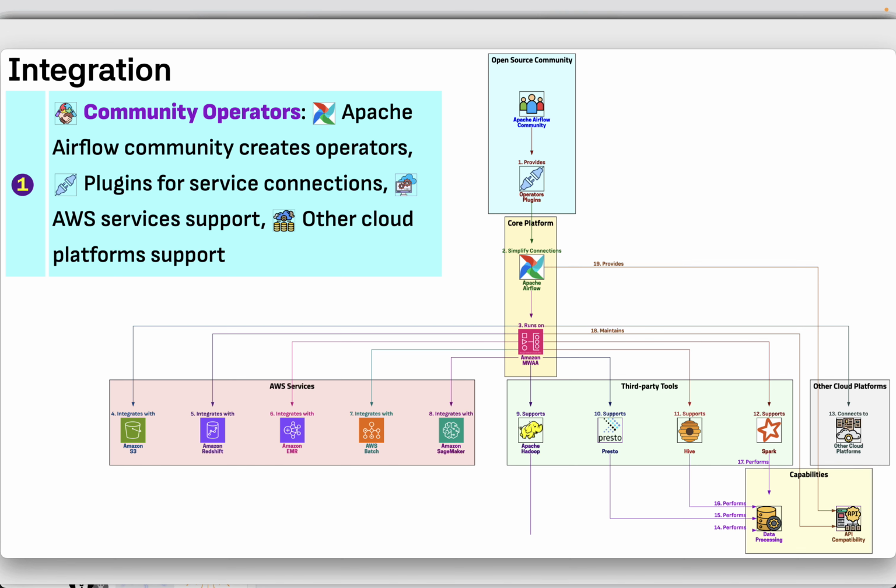Next is the integration. So first is community operators. The active Apache Airflow community creates operators, which are like plugins that make it easy to connect with various services. This includes AWS services like Amazon S3, Redshift, Amazon EMR, as well as services on other cloud platforms.